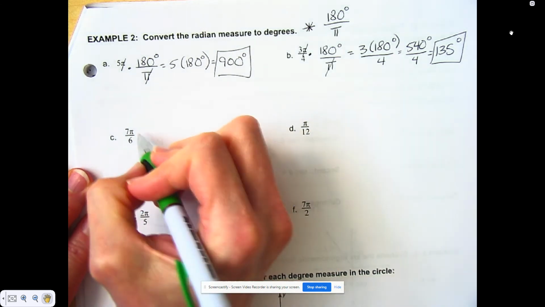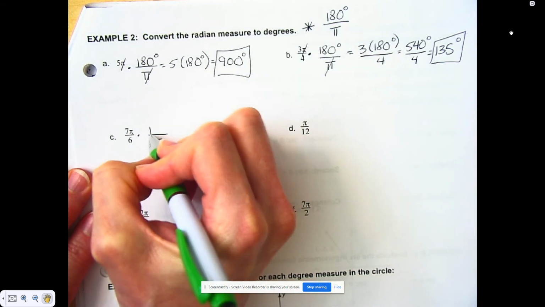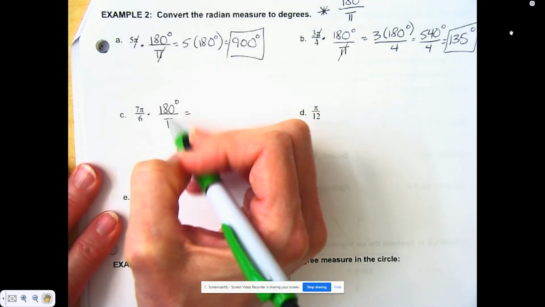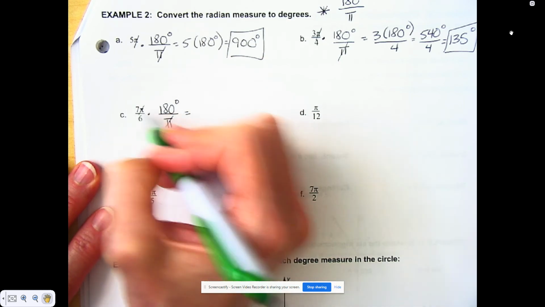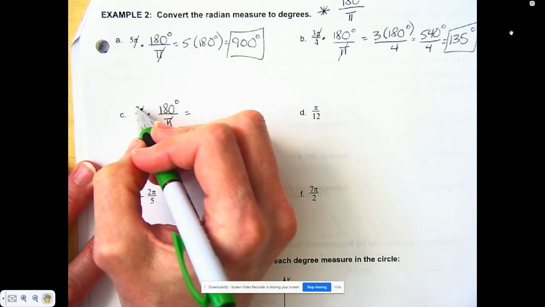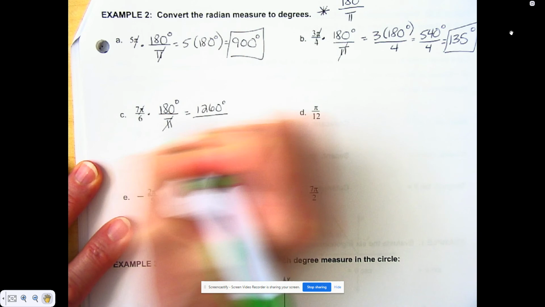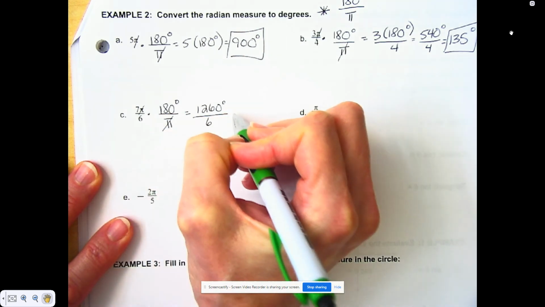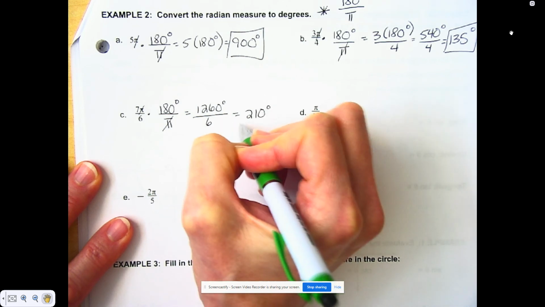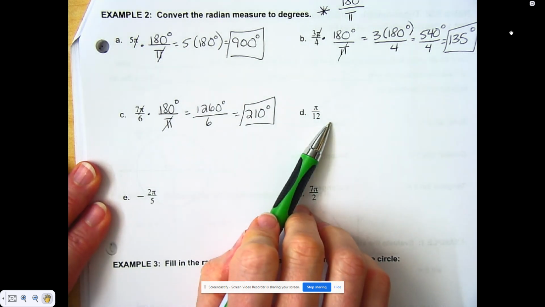7 pi over 6, same thing. I want radians gone, or pi's gone. So put that on the bottom, and I want to end up with degrees in my final answer. So pi on the top, pi on the bottom, those divide to give you 1. 180 times 7 is 1,260 degrees over 6. 1,260 divided by 6 is 210 degrees.